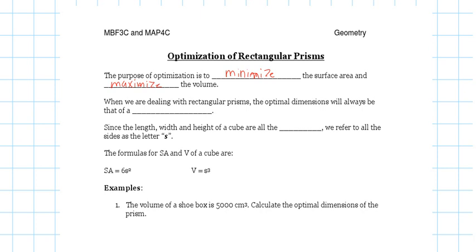So when we are dealing with a rectangular prism, the optimal dimensions will always be that of a cube, because we found that the square shape gives me the minimum perimeter and the maximum area. And that's the same thing when it comes to 3D shapes. A square becomes a cube as a 3D shape, so that of a cube.